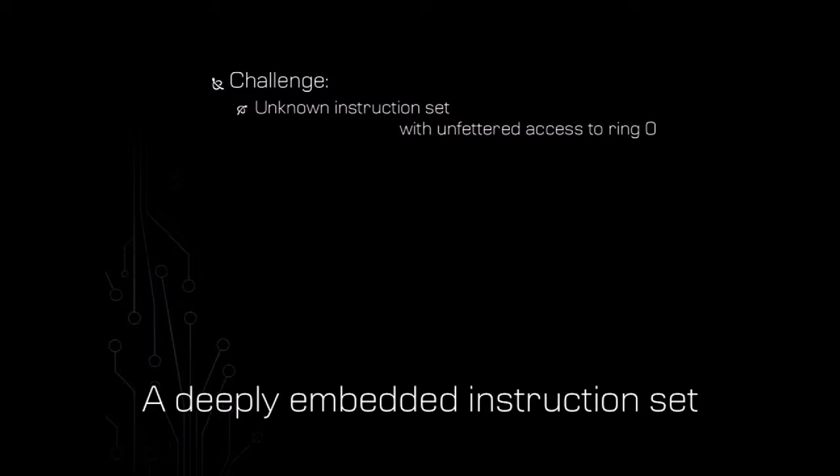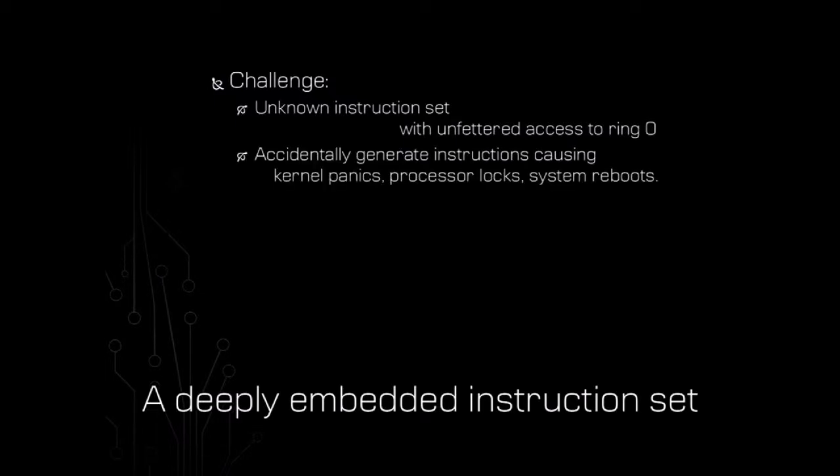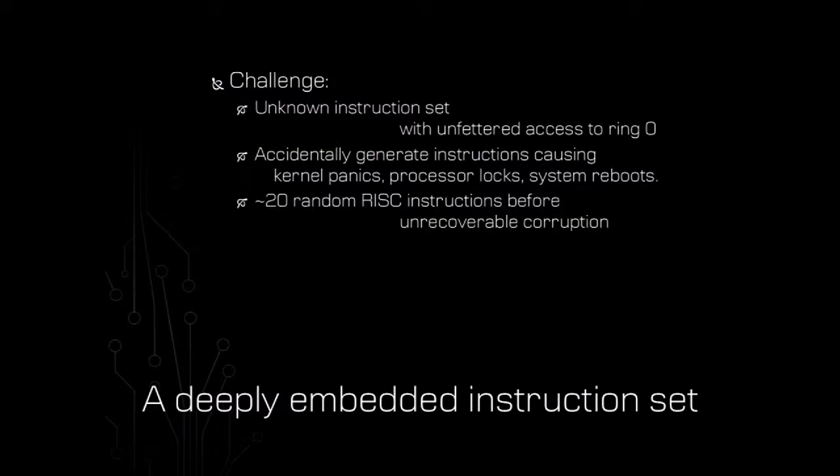So nothing's ever simple with this. Another challenge came up. I'm dealing with an unknown instruction set with unfettered access to ring 0. So I'm just trying to randomly generate these RISC instructions and see what happens. But it turns out it's really, really easy then to generate an instruction that causes a kernel panic or a processor lock or a system reboot. And in practice, I could only execute about 20 random RISC instructions before the system became unrecoverably corrupted and had to be rebooted. So even after optimization, the fastest I could get one of these systems to boot was about 2 minutes. So some quick calculations suggested that gathering enough data to reverse engineer the entire instruction set at this rate was going to take months and months.